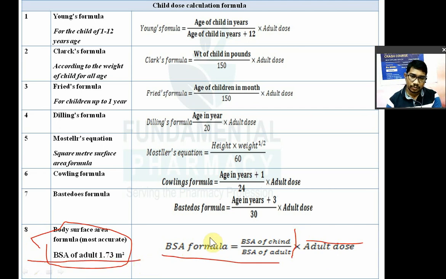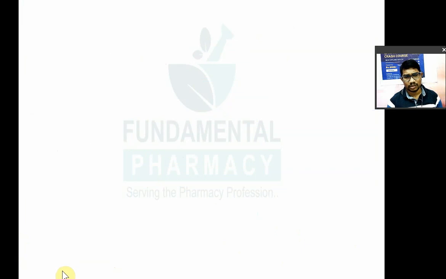तो आपको बॉडी सरफेस एरिया चाइल्ड का देंगे और पूछेंगे अडल्ट डोज इतना है. If the body surface area of children is this, adult dose is this, calculate the dose required for the children. So what you do, body surface area of children divided by body surface area of adult, which is 1.73 meter square, into adult dose. इसके ऊपर भी एक बार क्वेश्चन आया, what is the body surface area of adult? 1.73, and this is the most accurate formula. क्वेश्चन आ सकता है. These are the formulas. इसके प्रॉब्लम्स अभी नहीं ले रहे, उन्हें बाद में देखेंगे.